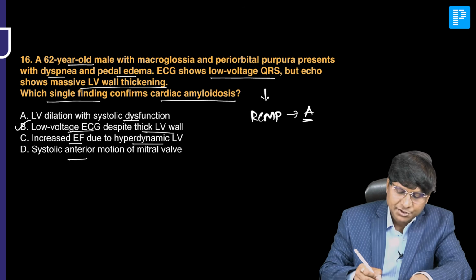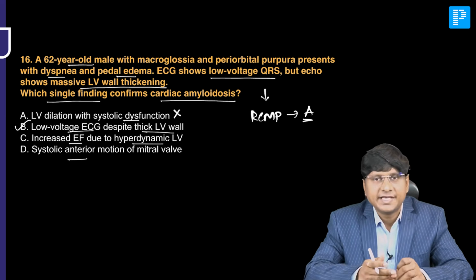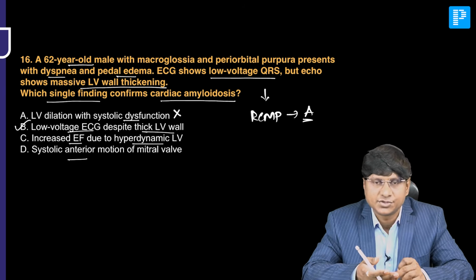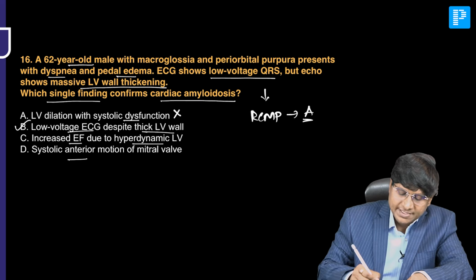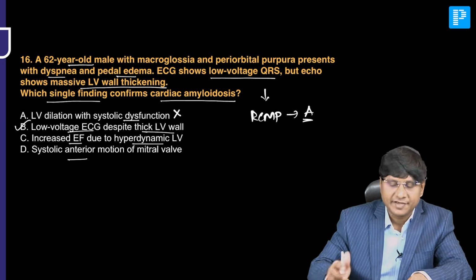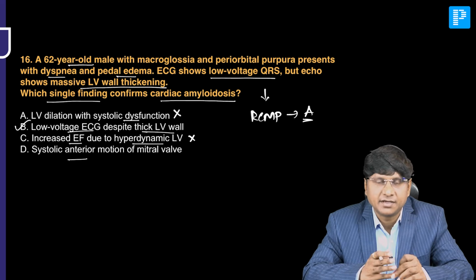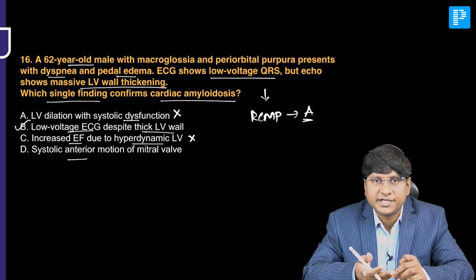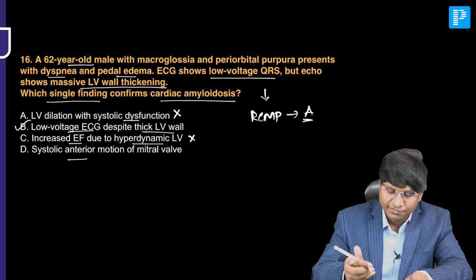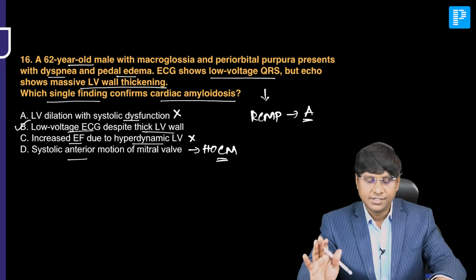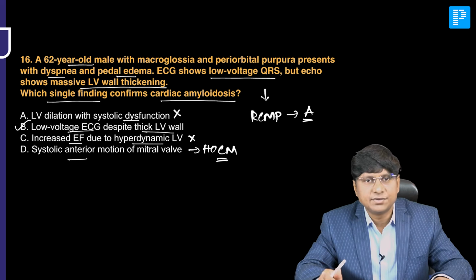And LV dilatation with systolic dysfunction, no. In restrictive cardiomyopathy, you don't have systolic dysfunction, you will have diastolic dysfunction. So the first option is ruled out. Increased LV due to hyperdynamic LV: in restrictive cardiomyopathy, you will not have a hyperdynamic left ventricle. A hyperdynamic left ventricle is a feature in anemia, thyrotoxicosis, beriberi, AV fistula, pregnancy, as well as Paget's disease of bone. And SAM is a feature of HOCM, but it is not a feature of restrictive cardiomyopathy. So this is about the question related to RCMP.